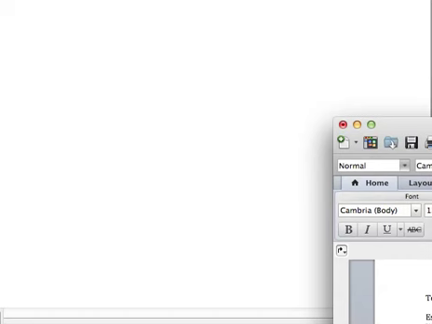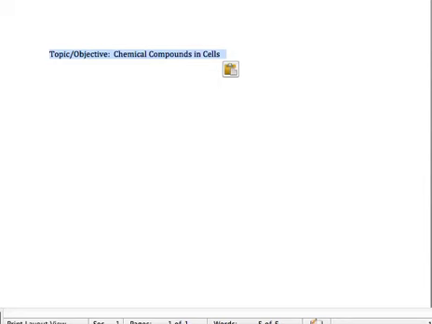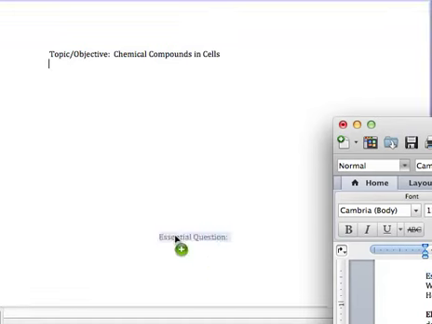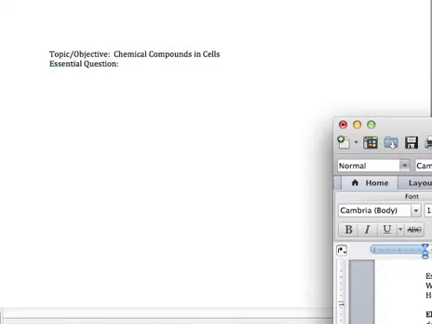So first thing, in your topic/objective area, you need to have written chemical compounds in cells. That will be our topic and objective for today. You also need to fill out the box that asks for essential question. And for this particular lesson, we are going to have 3 essential questions.